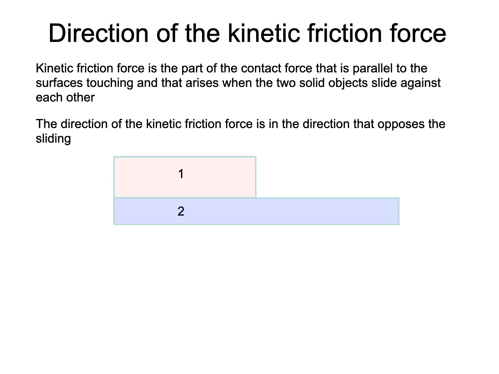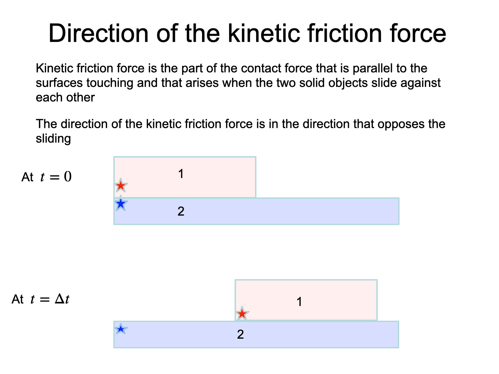Let us take two objects that are touching. The surfaces touching are shown to be horizontal, but this is not a requirement, as we had seen with the example of the book being held against a wall. Let us assume that we make two markings on the objects and that at t equals 0, both markings are aligned. After a time delta t, during which sliding occurred, the two objects might have slid into this configuration. The red marking is now to the right of the blue marking.